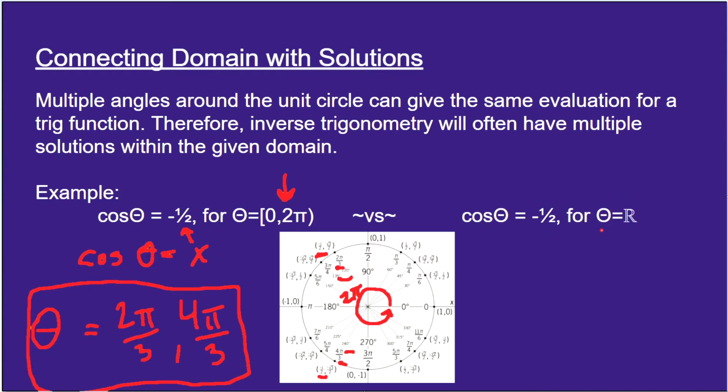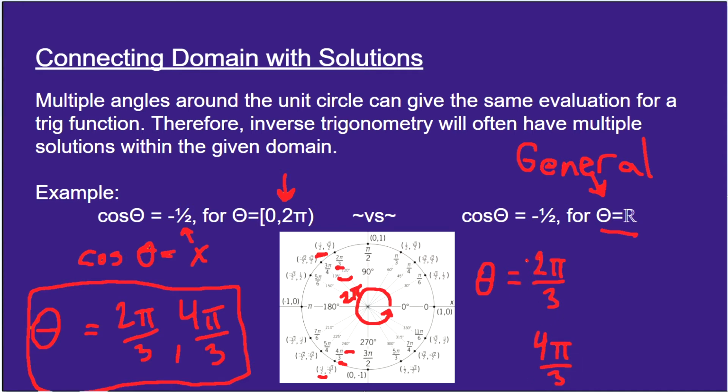Now, what about the one where theta is all real numbers? Well, this is essentially asking us for a general solution. We've talked about this before, the idea of a general solution. What I'm going to do is have the exact same angles. Because cosine is still -1/2, my theta would be 2 pi over 3 and 4 pi over 3.